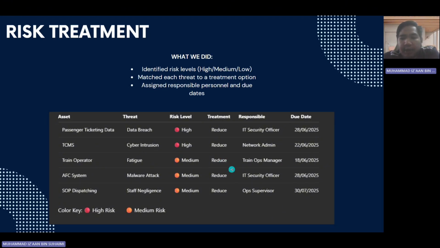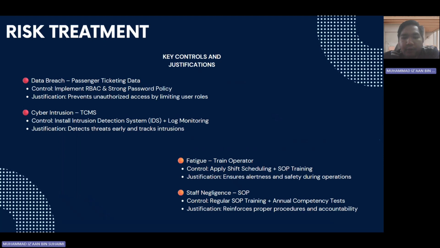So, for example, we classified passenger ticketing data and TCMS as high-risk assets. Threats like data breaches and cyber intrusions require immediate action. Meanwhile, medium-risk items like fatigue among train operators and staff negligence in dispatch SOPs also receive targeted controls. So we put the responsible person and the due date here. Next, we move to a few key examples.